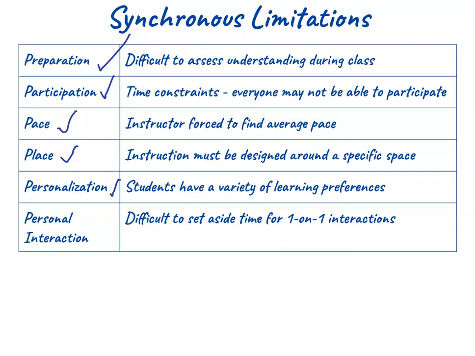And then personal interaction: the limitation of the one-on-one is if you do have 50 students, it's hard to have 15 minutes with each of them, right? So that personal interaction, everyone doesn't get that 15 minutes. There's just not enough time in the week. So that becomes a limitation. So these are some of the ways to look at the limitations and strengths of asynchronous and synchronous.